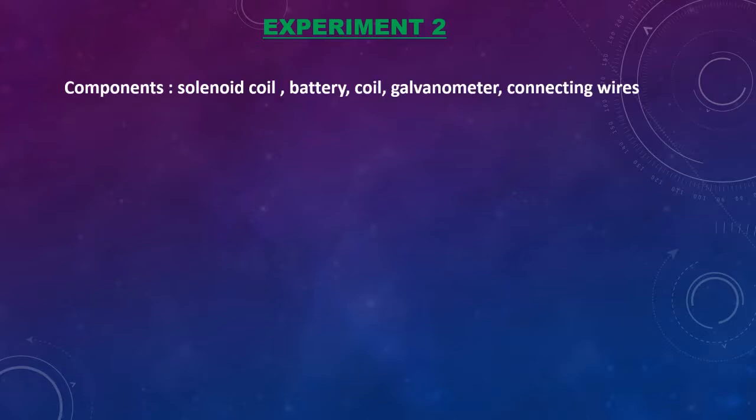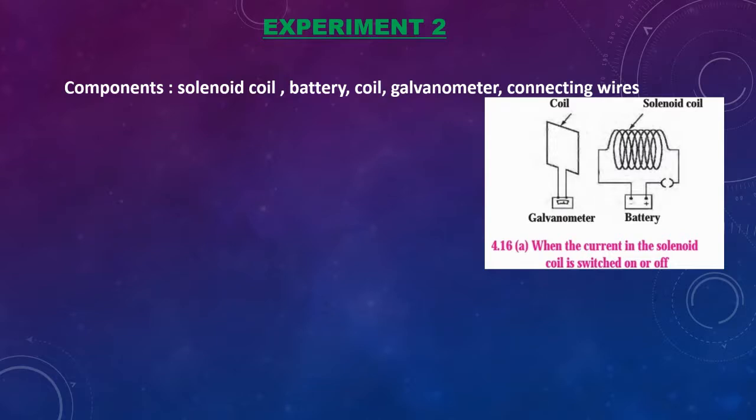So now we'll be studying experiment 2. In this experiment the following components are needed: solenoid coil, battery, another coil, galvanometer and connecting wires. So this is how the components are placed. Over here we can see a battery connected to the solenoid coil via a key.